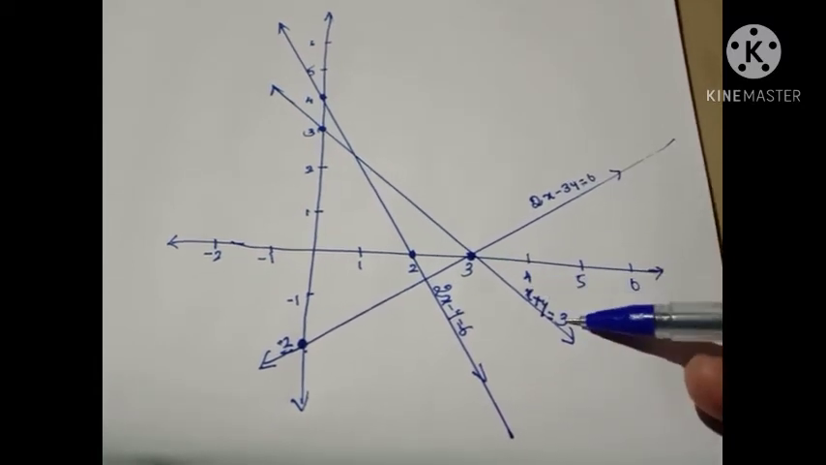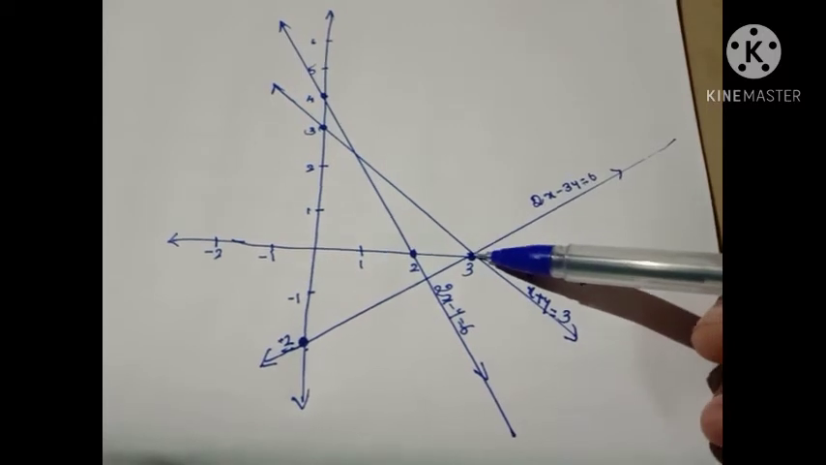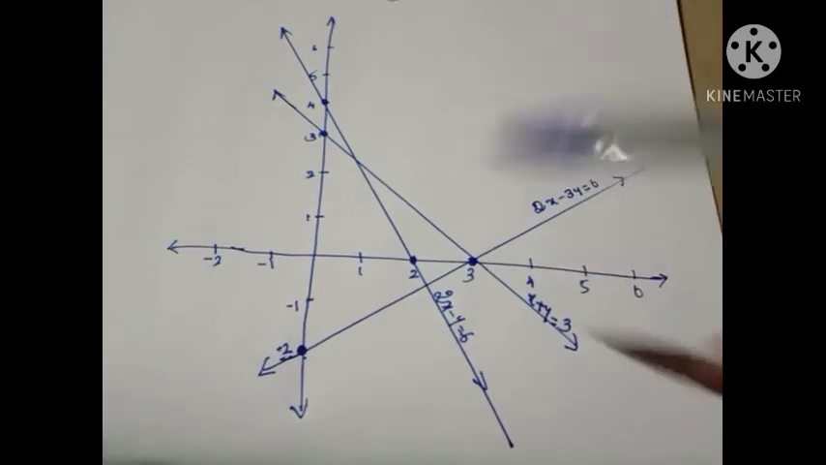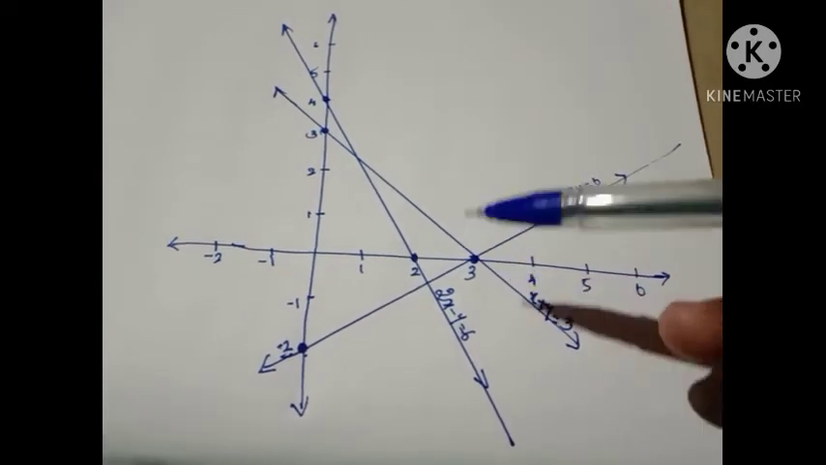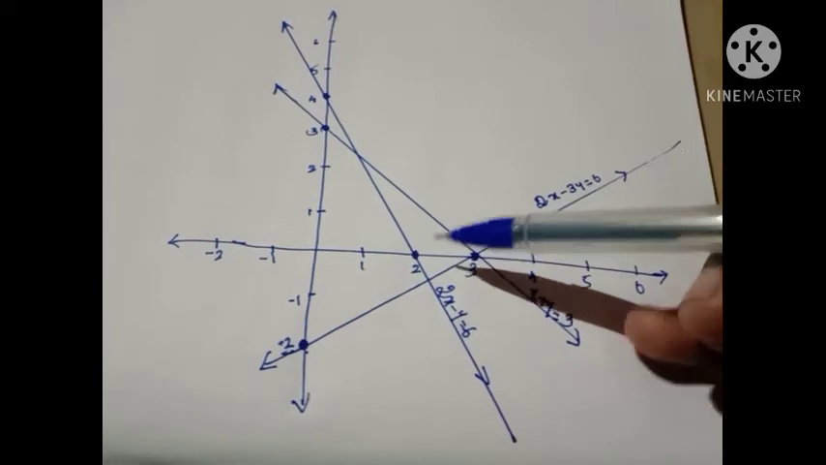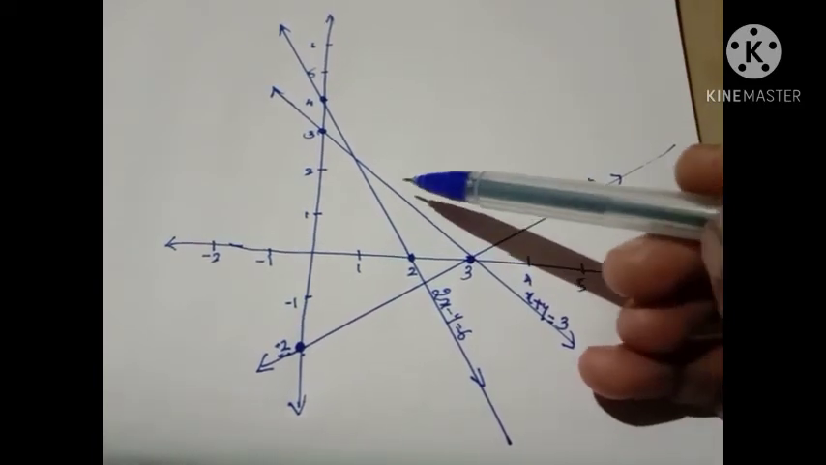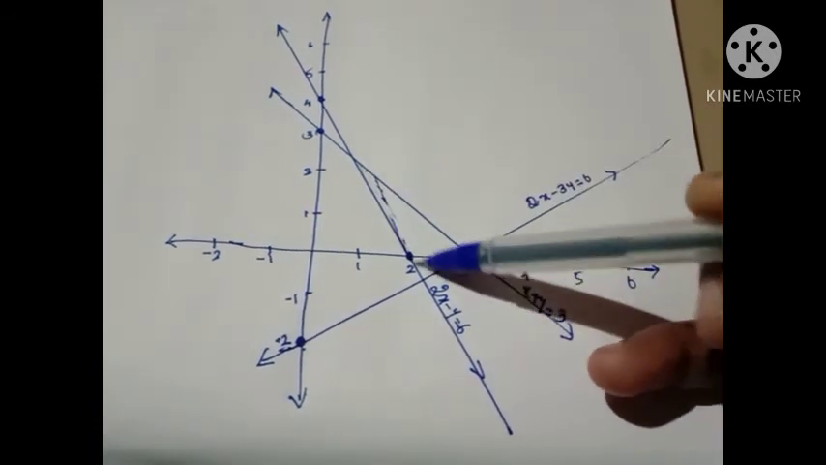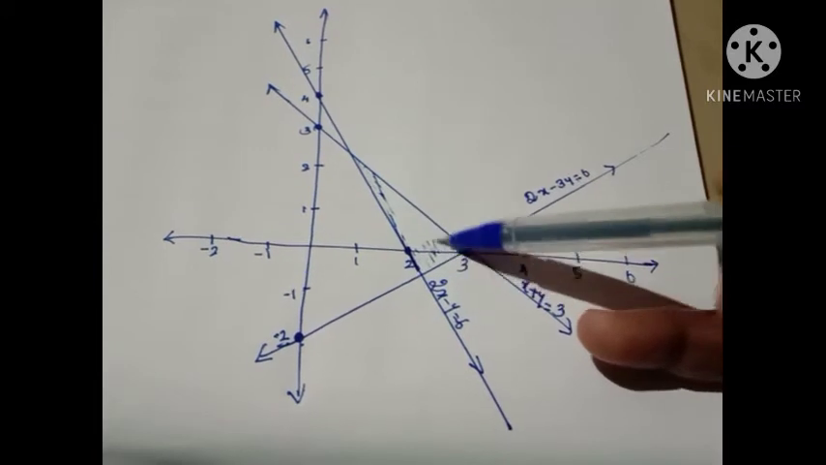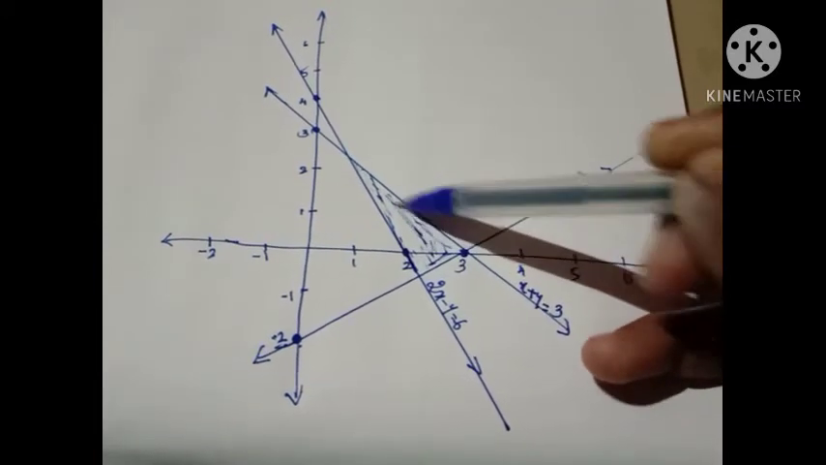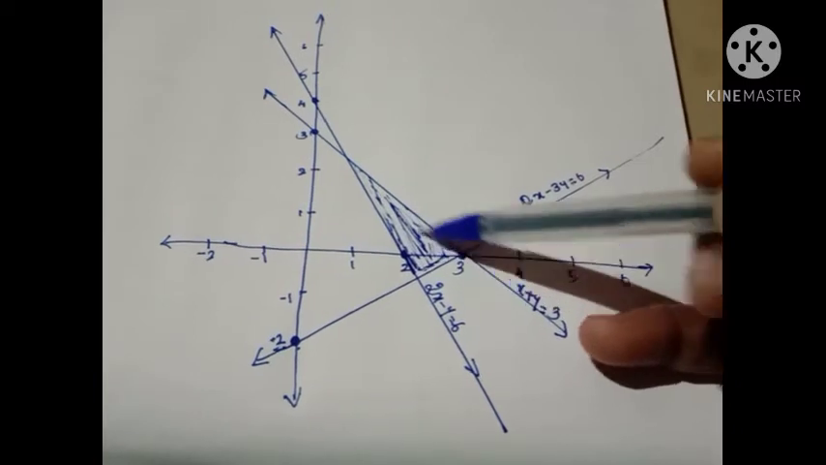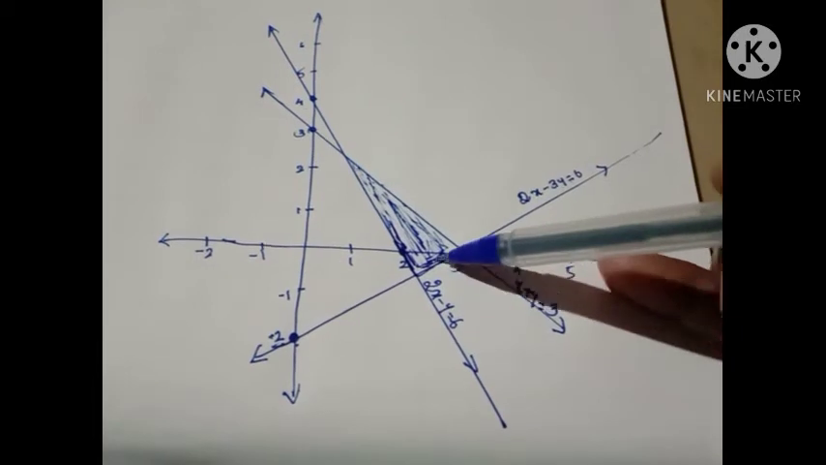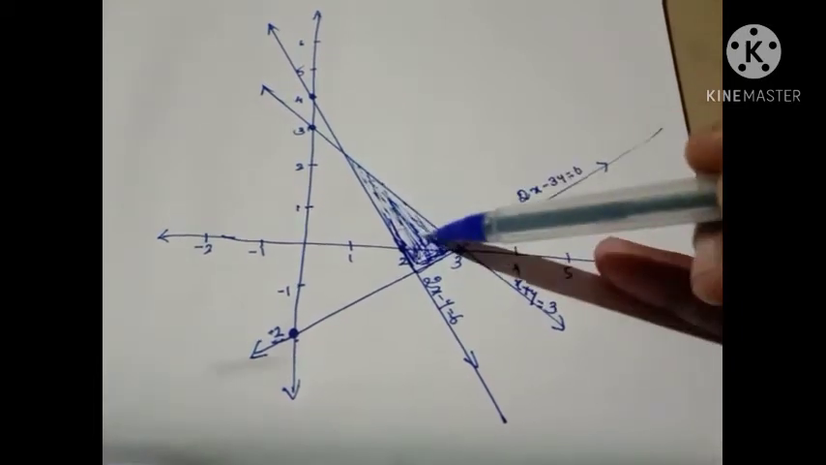Now x + y = 3. The coordinate points are (3, 0) and (0, 3). So we have three straight lines, and from here see what is the common region for these three lines. This is the common region for these three lines, isn't it? Yes. So this shaded region is the required solution region of the given system of linear inequalities.